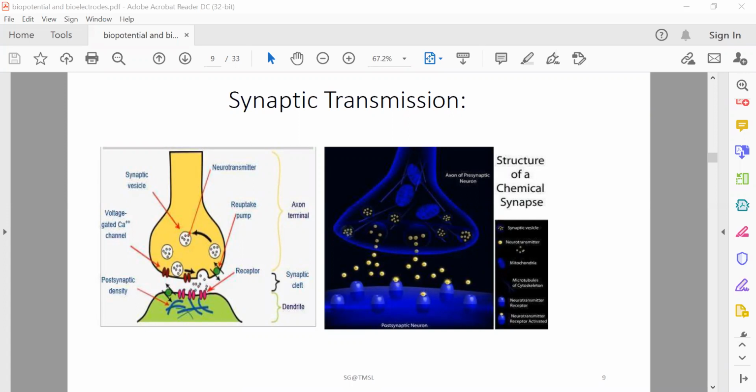So synaptic transmission, is this slide visible?